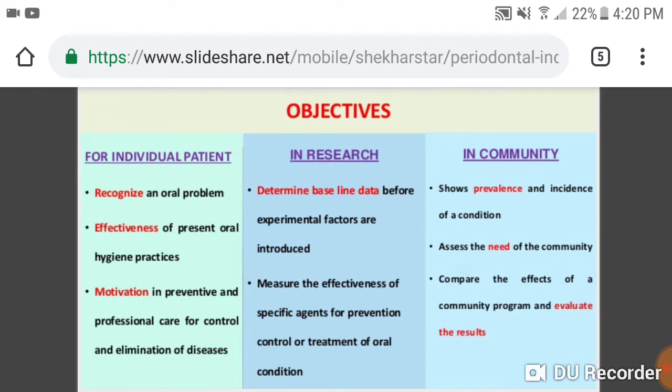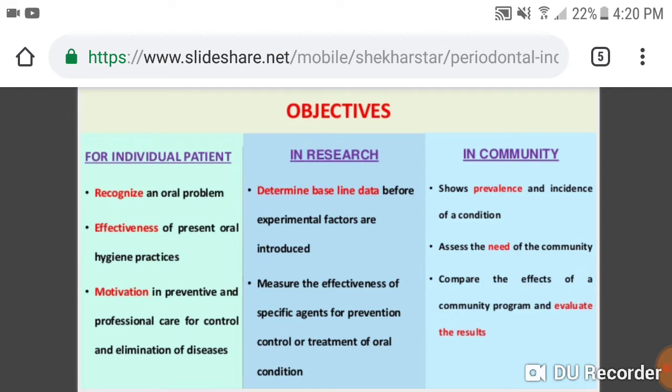Objectives. For individual patients: recognize an oral problem, and assess the effectiveness of present oral hygiene practices. That's if this person is brushing, how effective is their brushing technique, how effectively do they brush in the morning or at night, as the case may be. Motivation in preventive and professional care for control and elimination of diseases.